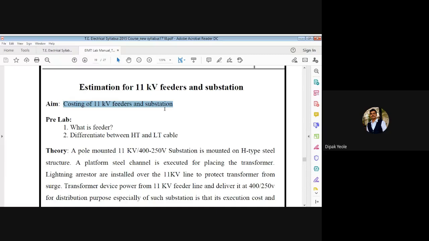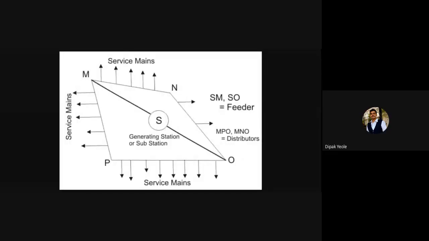So the pre-lab question is, what is a feeder? This part we have discussed in the first unit. In the chat box, you have to answer this question. Better, I will share one picture with you, which we have seen earlier also. You have to identify the feeder from this diagram and name the feeder. This S stands for substation, obviously, and this is called the generating station.